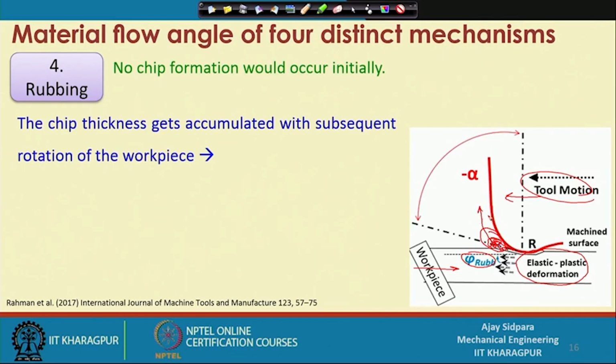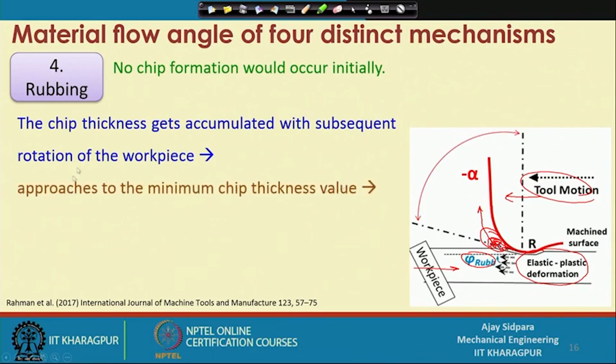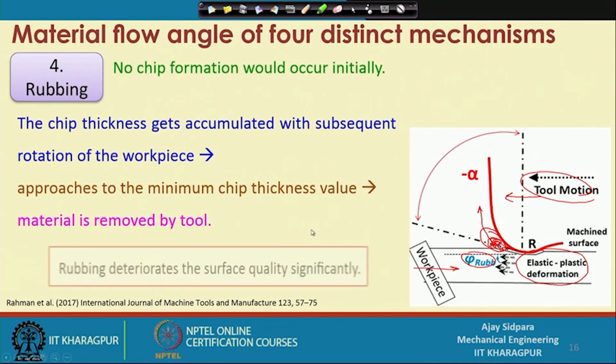But that will happen in a rare case and sometimes after a long time, and most of the time you have already consumed most of the energy in this deformation without any removal, and that is not the correct way of machining. So it gets accumulated at this particular location and approaches the minimum chip thickness value which is required to form a chip, and once it reaches this, you can remove the material by the moving tool.